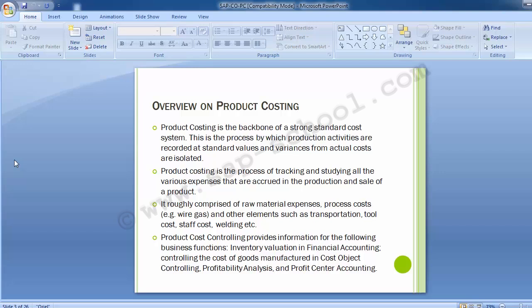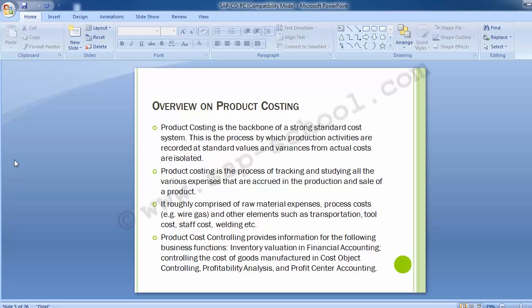expenses. Product cost controlling provides information for the following business functions, that is inventory valuation in financial accounting, controlling the cost of goods manufactured in cost object controlling, profitability analysis, and profit center accounting.